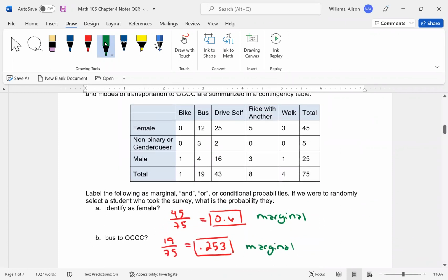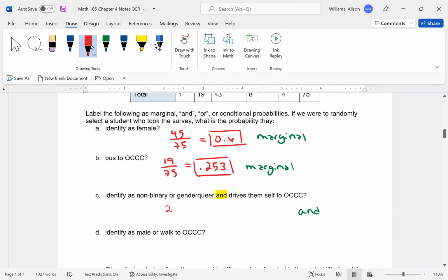So up here, that would be this 2 right here. Those are the people who would qualify as both non-binary or genderqueer and drives themselves. So 2 out of 75, which is 0.027. And it's an and probability. I don't know why I put and so far to the right, but whatever. It's giving myself space to work.